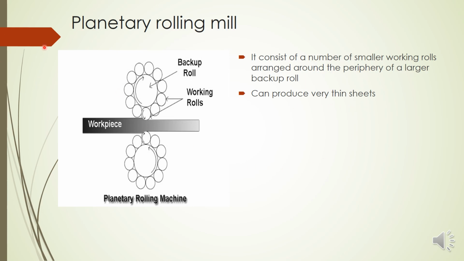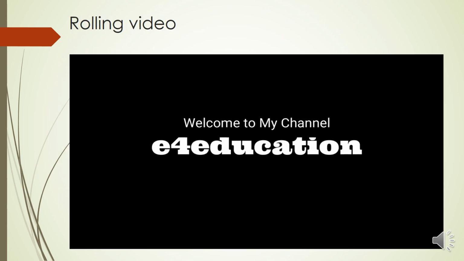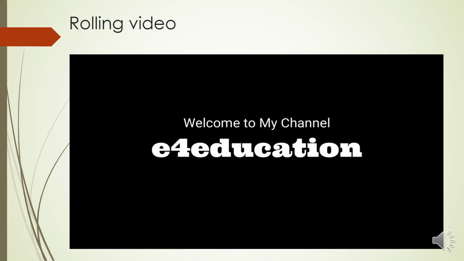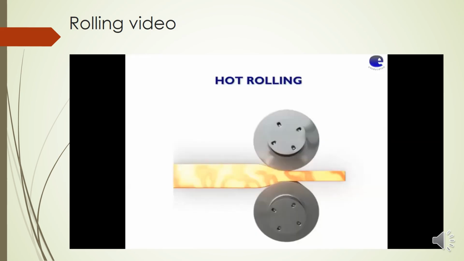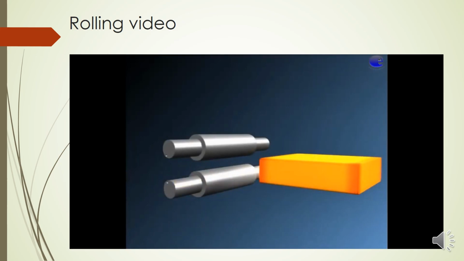So this is the classification of rolling. You only have to draw the figure neatly, then explain how rolling takes place in each category. Now, similar to extrusion, we can find several videos on rolling on YouTube. This is a video like that.